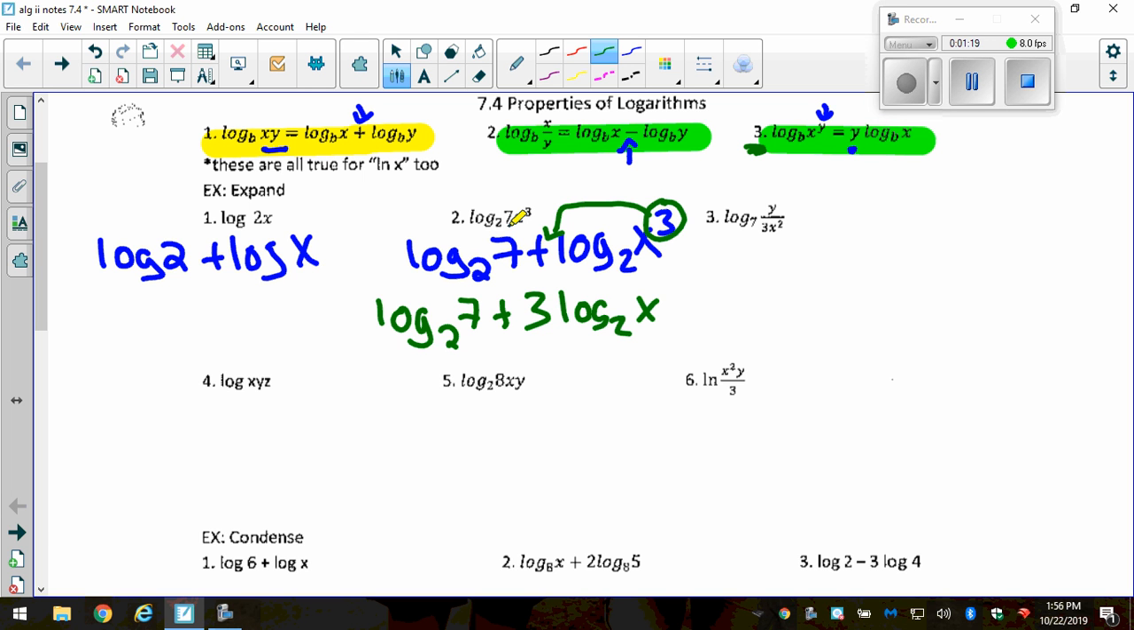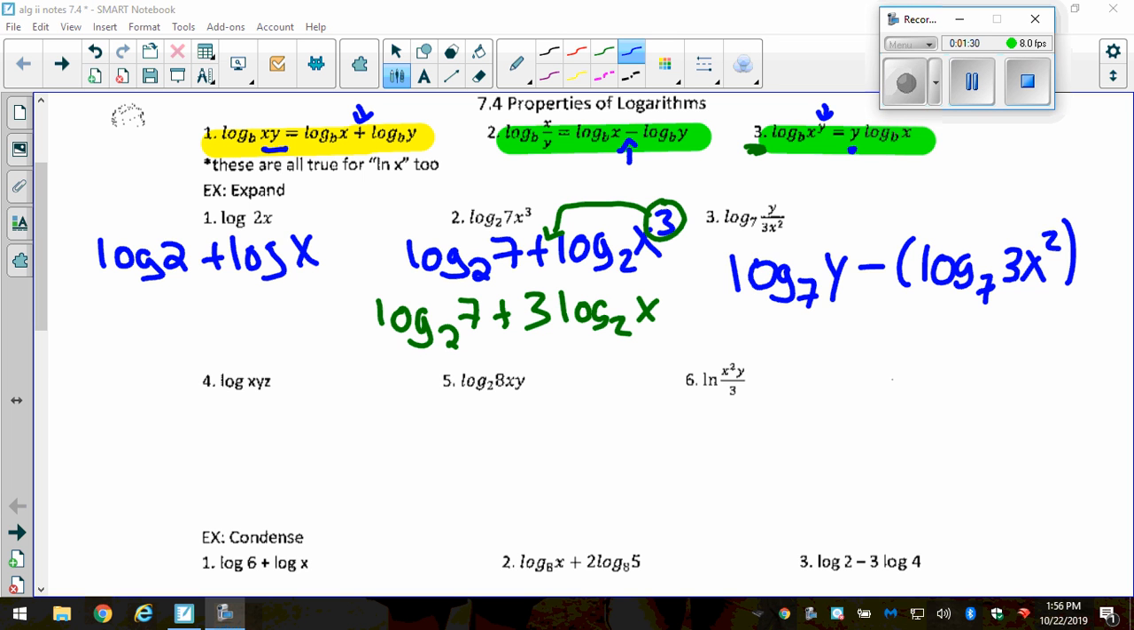So number 3 now, this is a division between the y and 3x squared, and then down here will be multiplication. I'm going to do the division first. I'm going to have log, so I'll put a subtraction between the y and then 3x squared back here. So that's log base 7 and it's division. That's when we change it to subtraction.